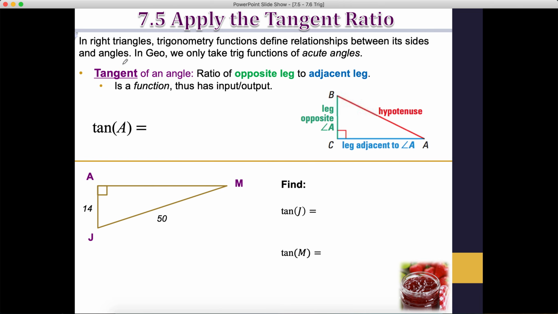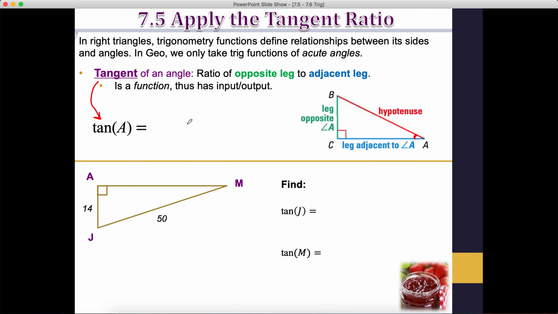It being a function means that we take the tangent of an angle, and we say that the tangent of an angle is a ratio of its opposite leg to adjacent leg. So this right here is the symbolic form of tangent. We just say tan of A, where A is the measure of this angle at this vertex.